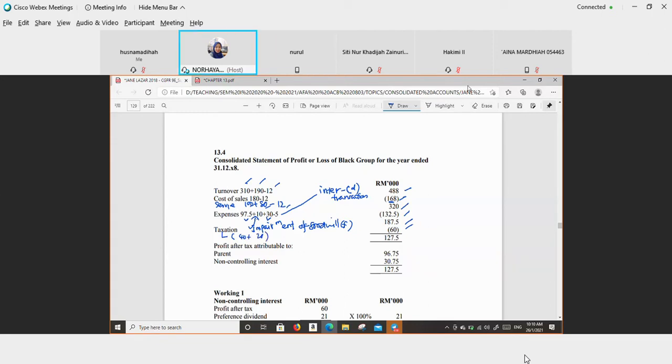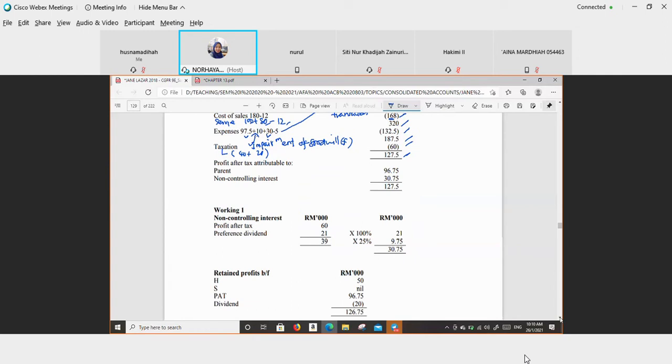Okay. So then you attribute between parent and non-controlling interest. So as usual, you will work on the non-controlling interest part first. Okay, non-controlling interest part. Okay, macam mana? Kita start dengan apa? Tira? You ambil mana satu dulu? Profit. Start from profit apa? Mana? Kita nak buat kat sini kat working number 1 ni. Okay, kita start dengan apa? Non-controlling interest. You start from? Profit white. Profit after tax of white.